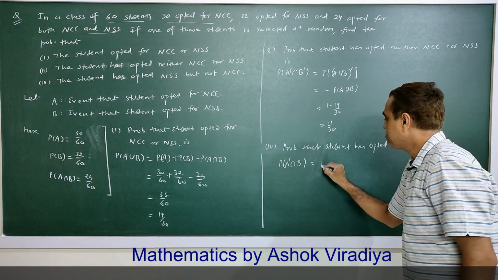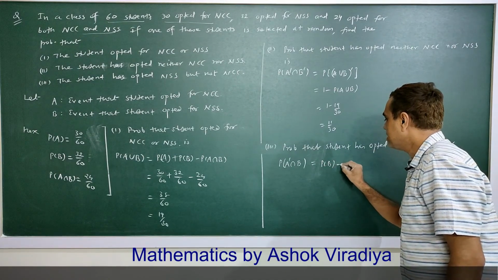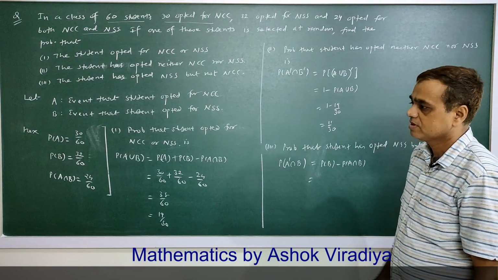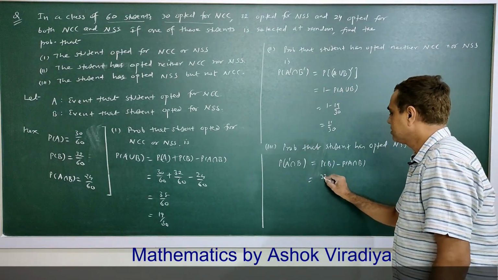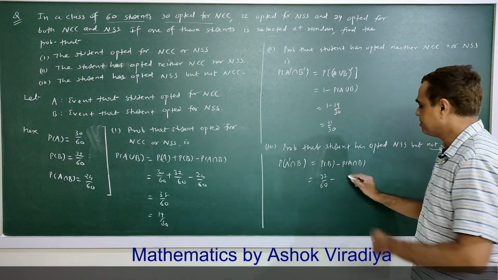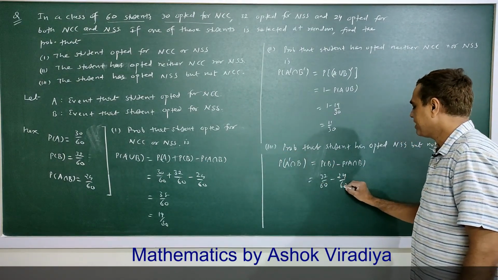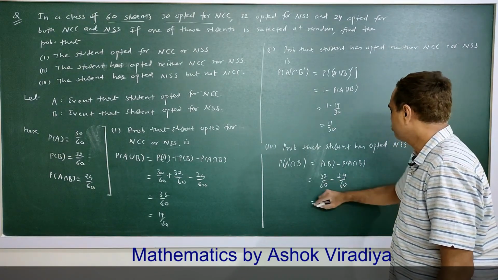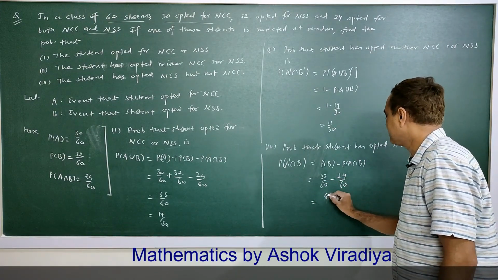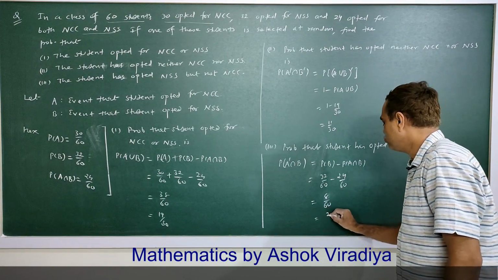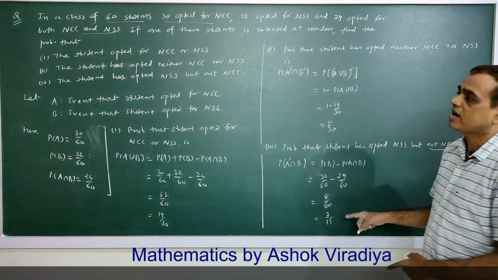So this is P of B minus P of A intersection B. Now probability of B is 32 by 60 minus probability of intersection, 24 by 60. 32 minus 24 is 8, so 8 by 60, that is 2 by 15. So this is the required probability.